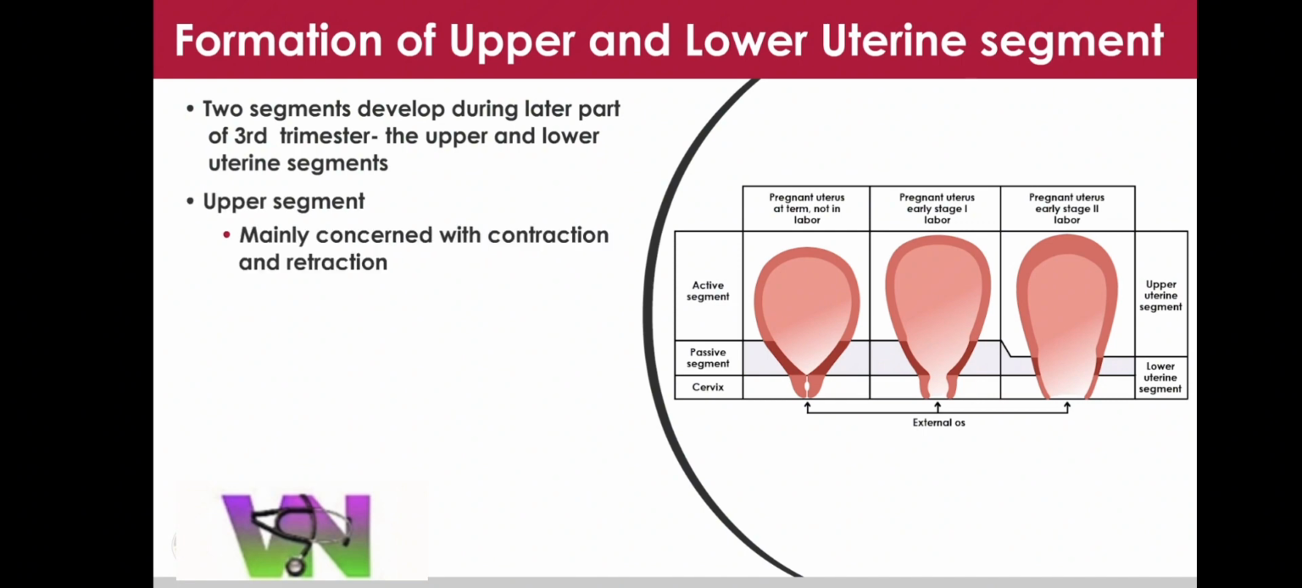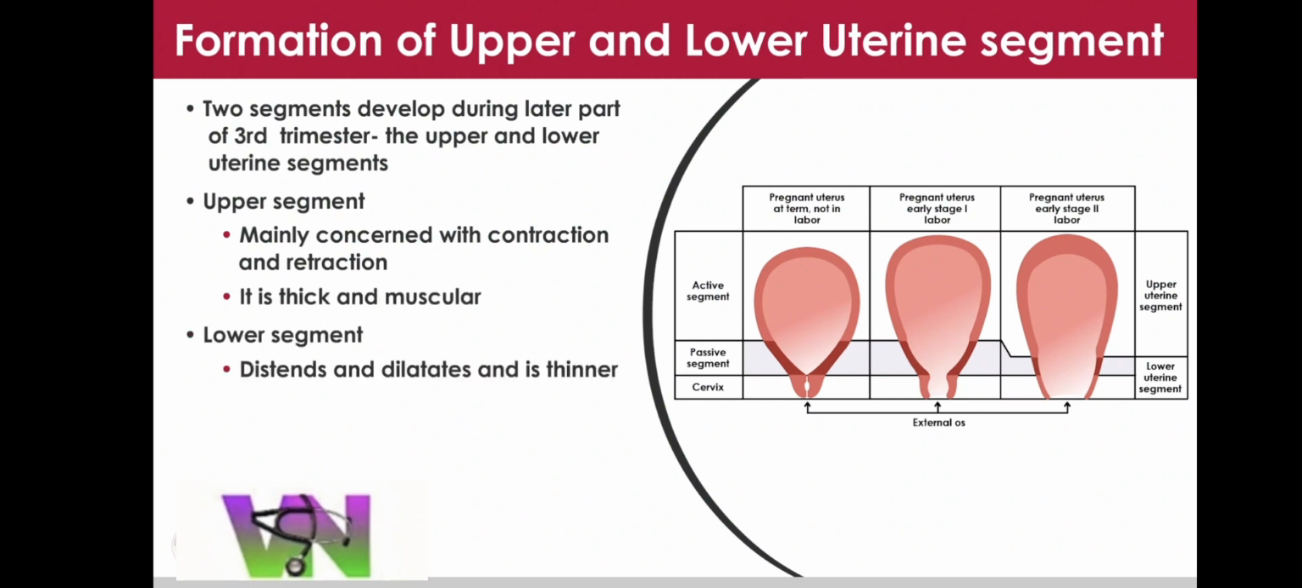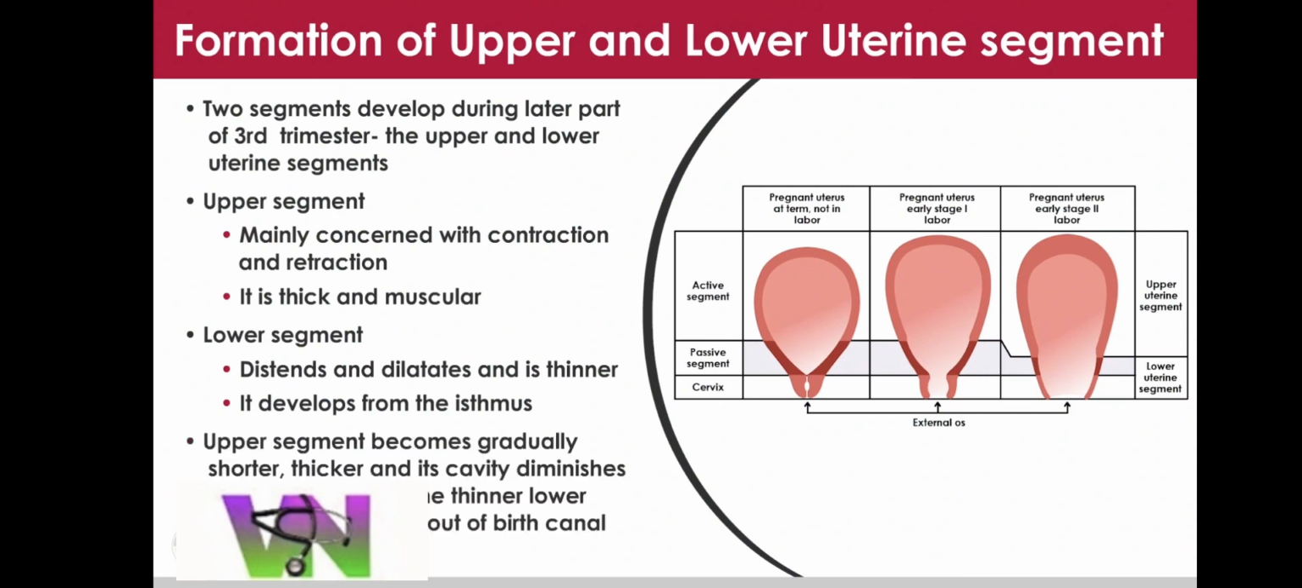The upper segment is mainly concerned with contraction and retraction. It is thick and muscular. The lower segment distends and dilates and is thinner. It develops from the isthmus. The upper segment becomes gradually shorter and thicker, and its cavity diminishes, pushing the fetus into the thinner lower segment, pelvis, and out of the birth canal.